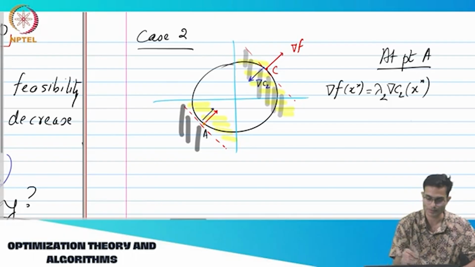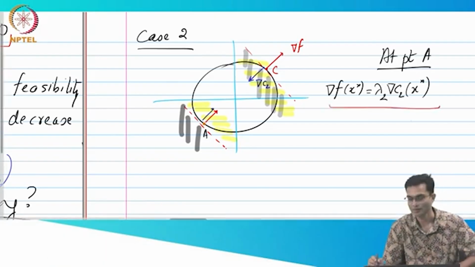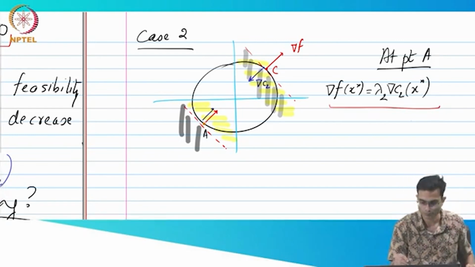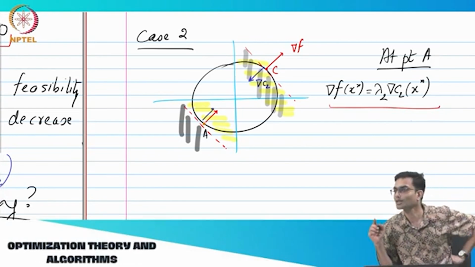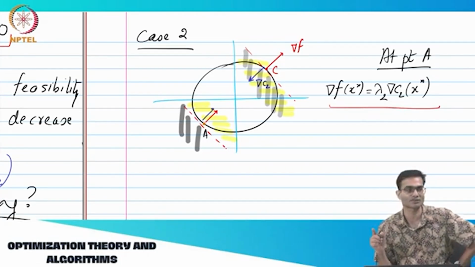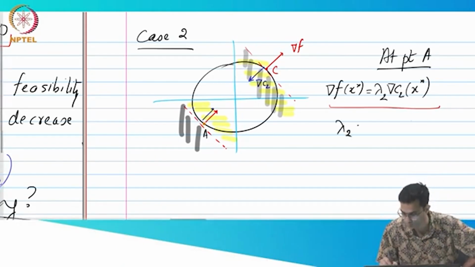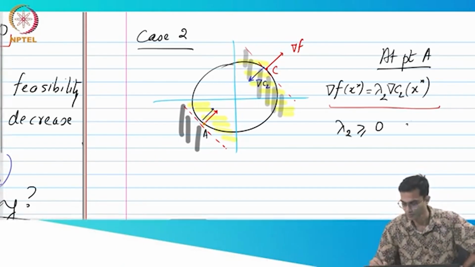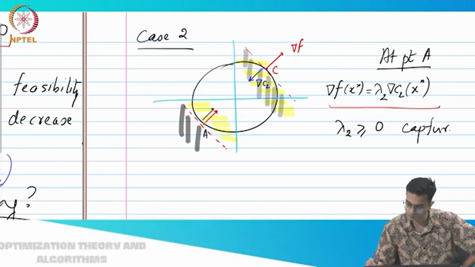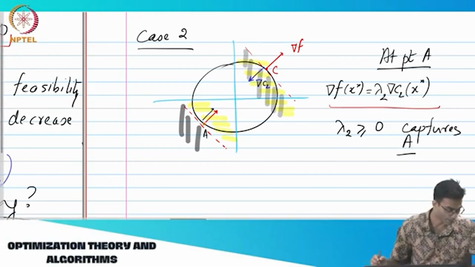So now looking at this, how can you make this expression over here, how can we fine tune it just a little bit more? Lambda 2 should be greater than equal to 0. If I say lambda 2 greater than equal to 0, it captures point A and not point C. Okay, so lambda 2 greater than equal to 0 captures A correctly.